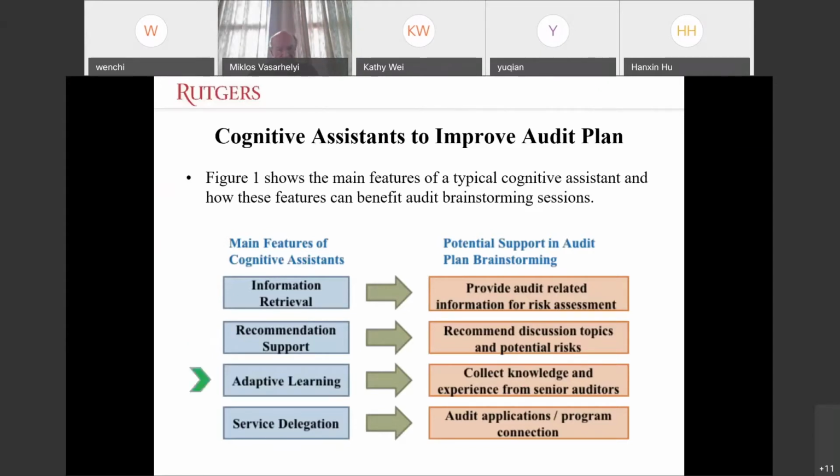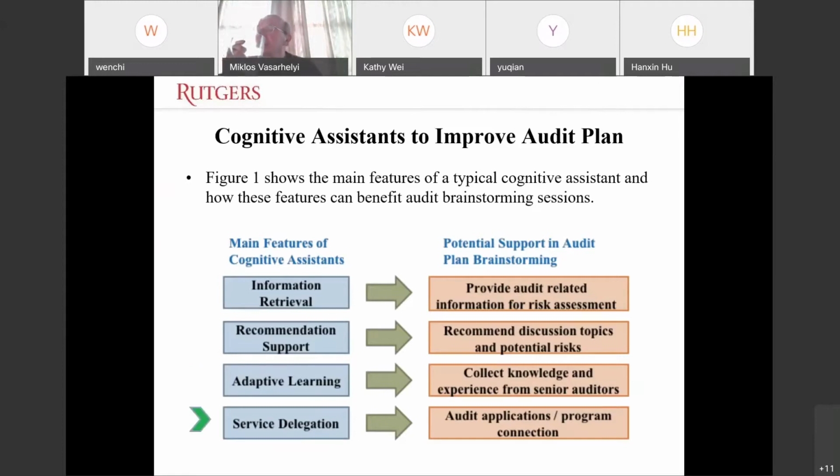And the third one is adaptive learning. So when the cognitive assistant system is interacting with auditors, the system will learn from the user's preferences over a wide range of functions. When more auditors use the tool in brainstorming discussions, the tool will increase its knowledge base and adapt itself to auditors' thinking and become smarter.